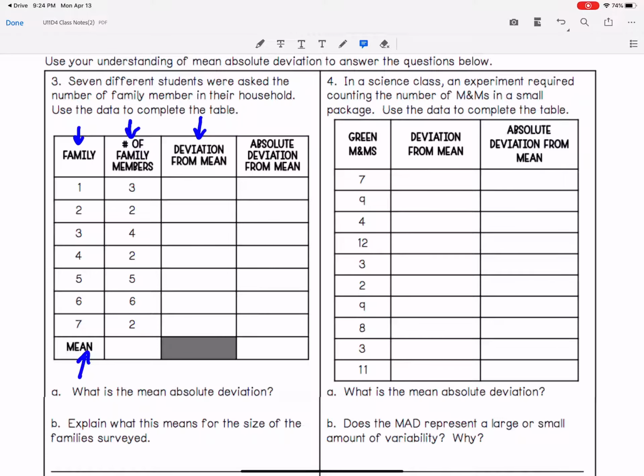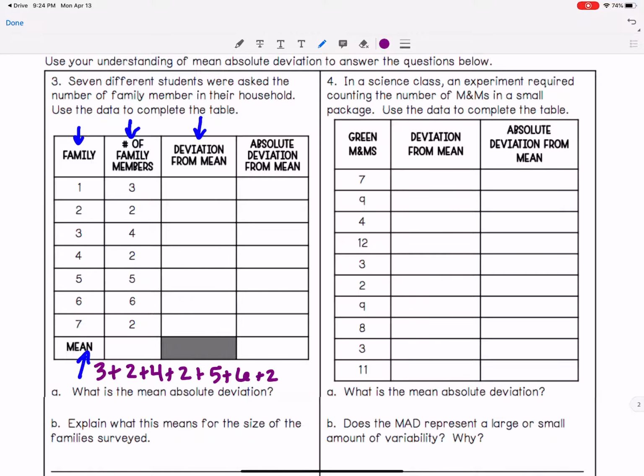First step, let's add all of these up. And I'm going to write them out just so you can see exactly what I'm talking about. Let's switch colors here. So in your calculator, I want you to write out or type out 3 plus 2 plus 4 plus 2 plus 5 plus 6 plus 2. Well, if we add all of that up, I'm not sure what I get until I actually add it up myself. 3 plus 2 plus 4 plus 2 plus 5 plus 6 plus 2. Okay, I got 24.